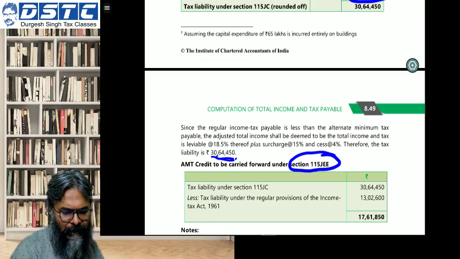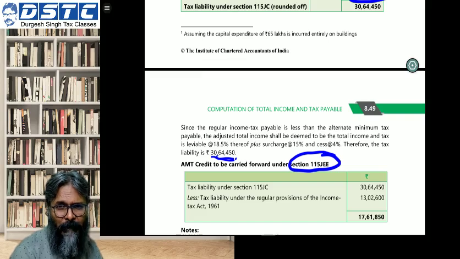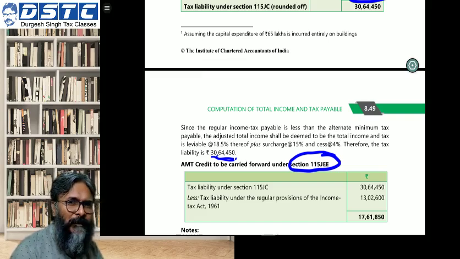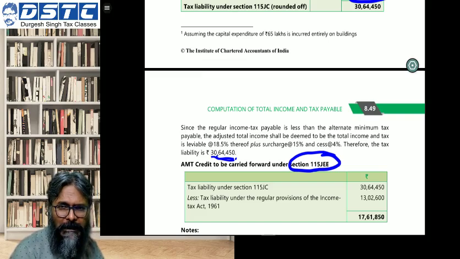AMT credit is generated in those years when the assessee was forced to pay the tax as per the AMT, that is, the AMT was higher as compared to the tax as per the normal provision. In those years, the AMT credit will be generated. How will the credit be utilized? The credit will be utilized in the subsequent AY.